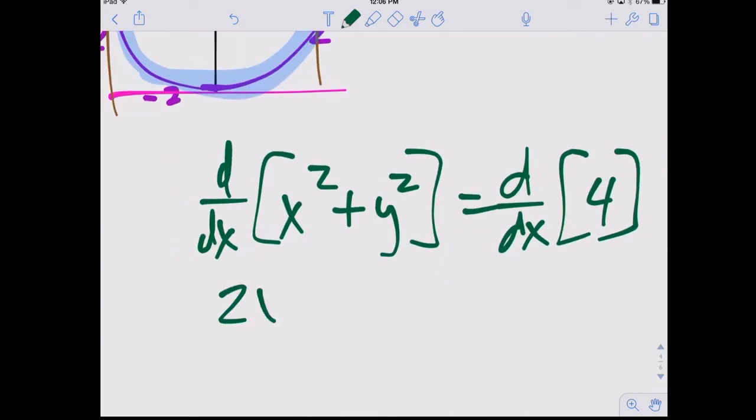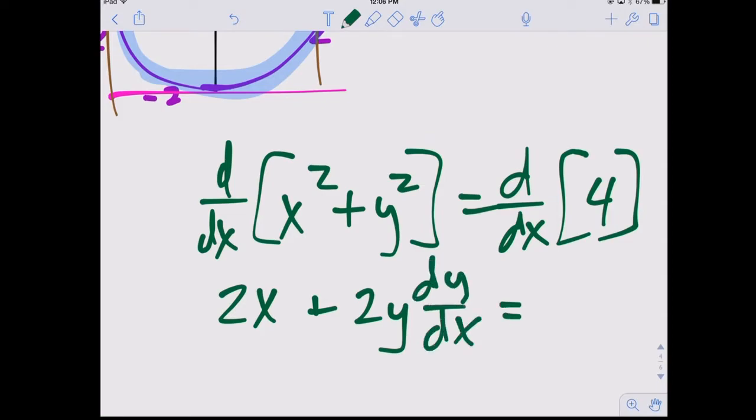Okay, x squared becomes 2x dx dx, right? Do we need dx dx? No. Plus the root of y squared is 2y dy dx. Do we need dy dx? Yes, we do. And of course, the derivative of 4 is 0.